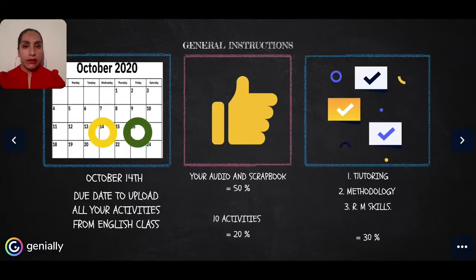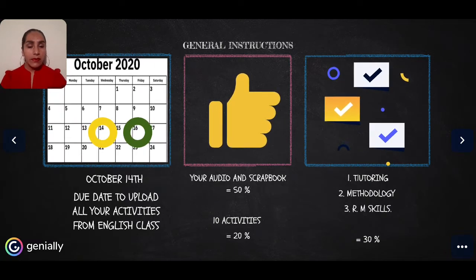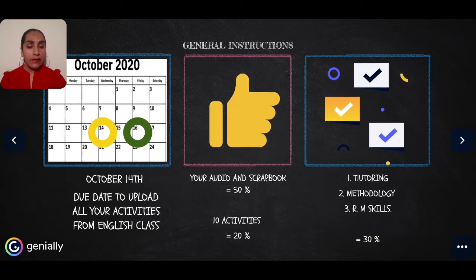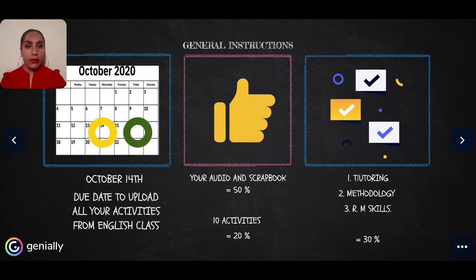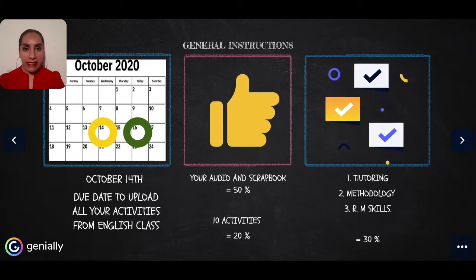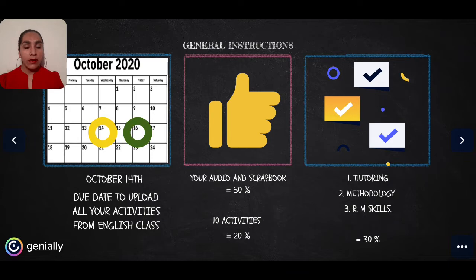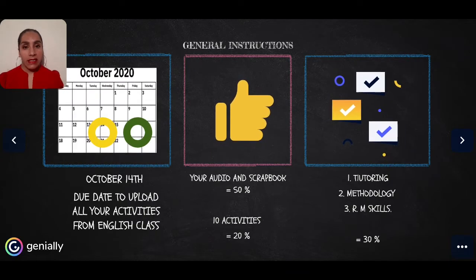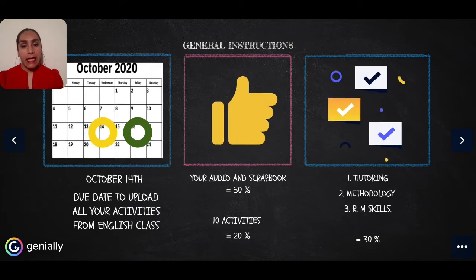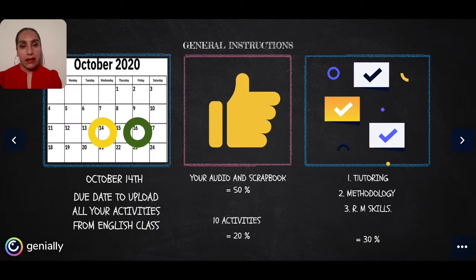These are the general instructions for the ending of this partial. Instrucciones generales para el fin de este parcial número 1. You have there that October 14th is the due date to upload all your activities from English class. In Spanish, guys. 14 de octubre es la fecha límite para subir todas tus actividades de la clase de inglés.